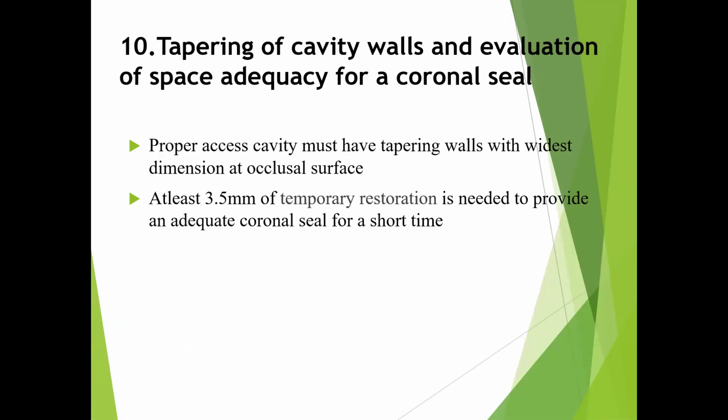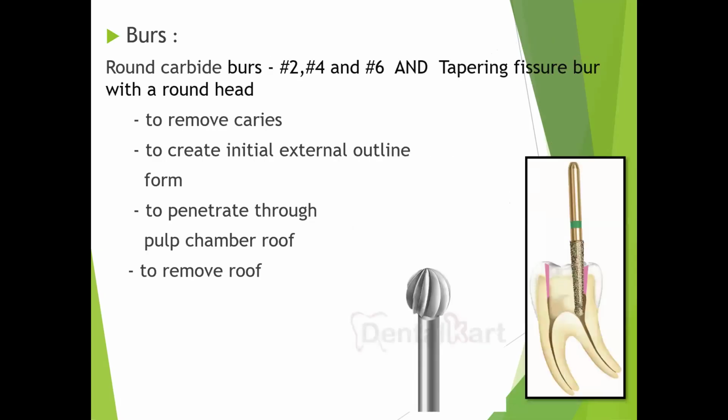Then tapering of the cavity walls and evaluation of space adequacy for a coronal seal. Very, very important again. Coronal seal: if you're giving a multiple appointment RCT, your coronal seal should not dislodge in between the appointments. This will lead to unnecessary complications and discomfort for the patient. So you need at least 3.5 mm of temporary restoration to provide an adequate coronal seal for a short time.